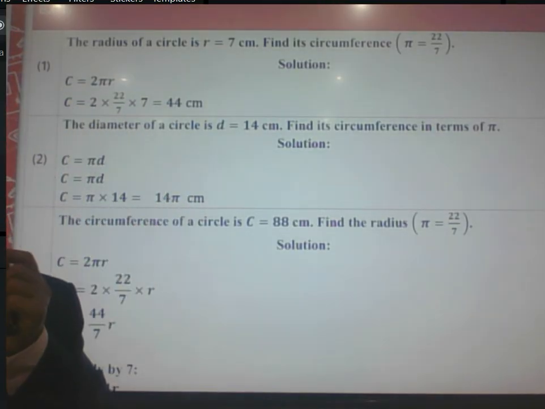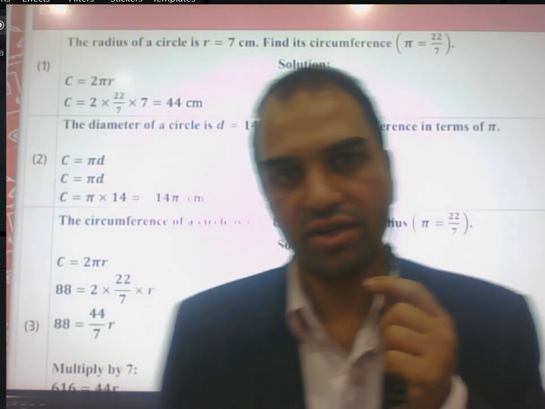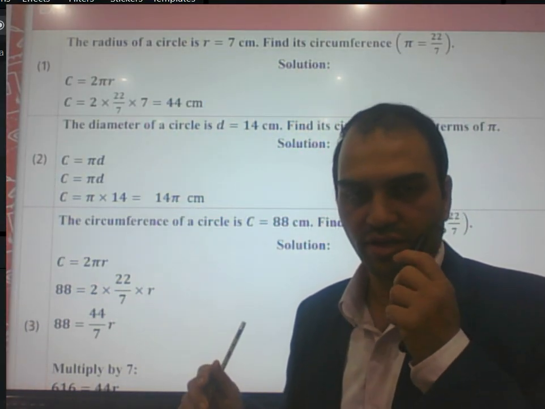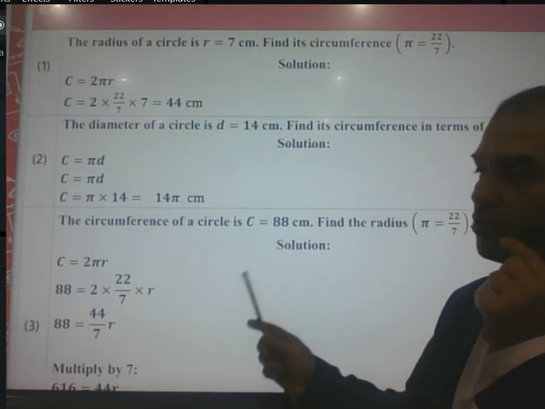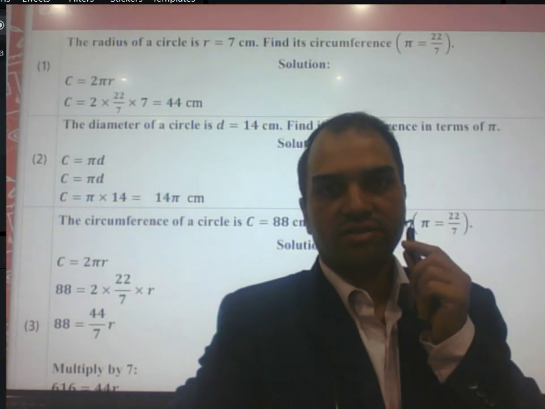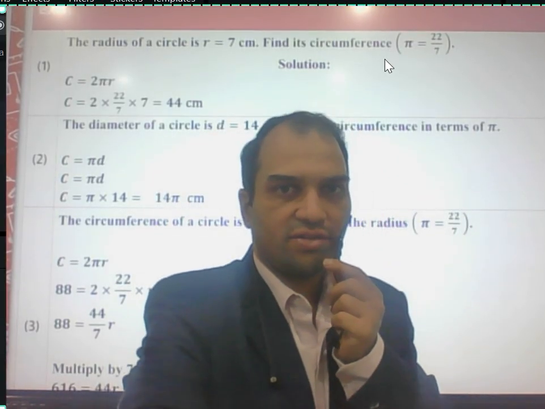Okay, my students, now I will explain these questions. You must study hard with me, okay? Solution. This question with solution with us, okay? First question here, listen to me. The radius of a circle is 7 centimeters. Find the circumference. Look at it with me. I will explain. Okay?